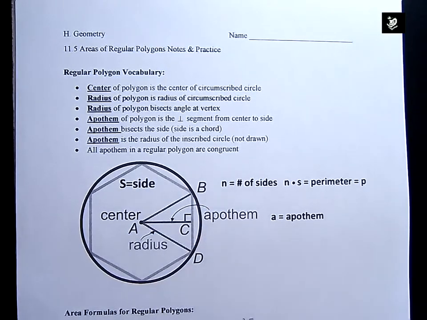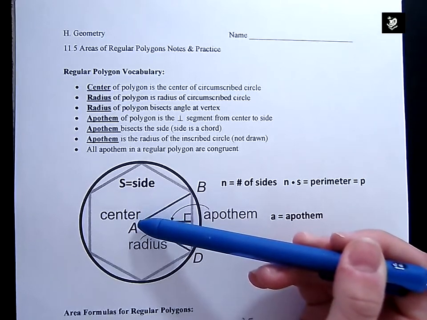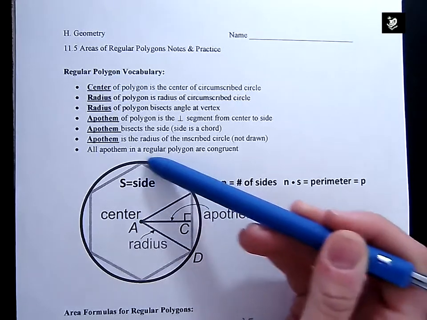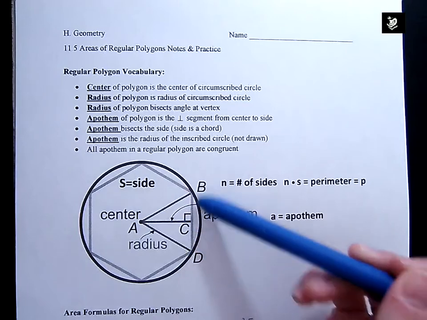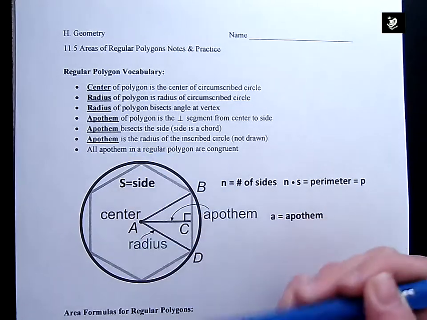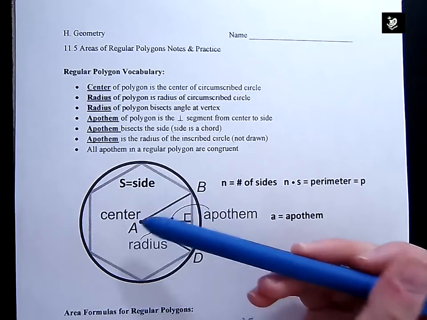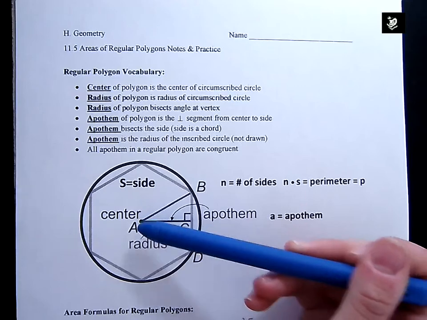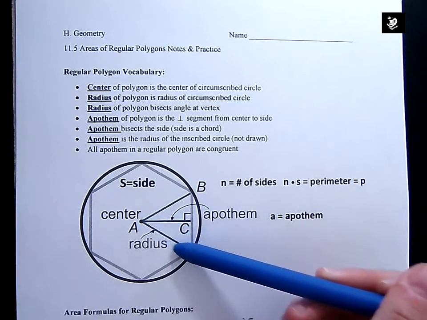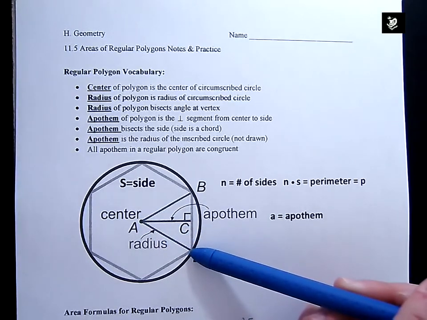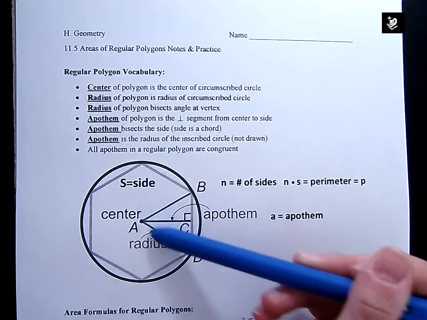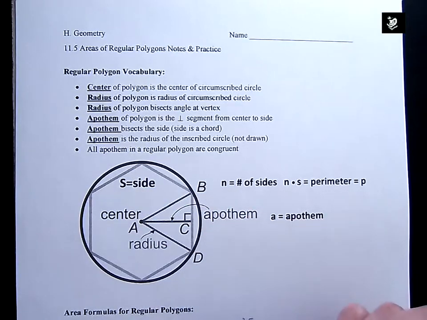So to start, all polygons actually have a center. And the center of the polygon is actually the center of the circle that is circumscribed around that polygon. The radius of the polygon is the radius of the circumscribed circle. So if I start at the center of the polygon and I draw in this line segment to one of my vertices, I actually also create a radius of this outside circle. And that radius bisects the angle at its vertex.